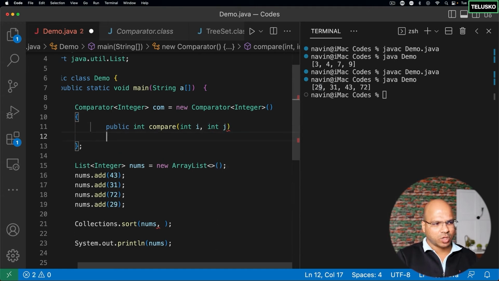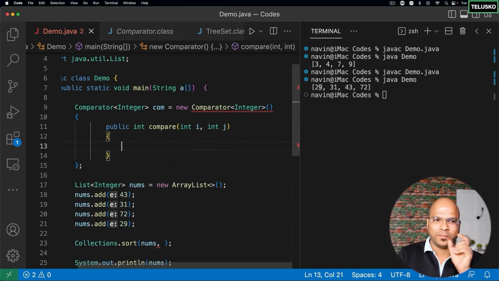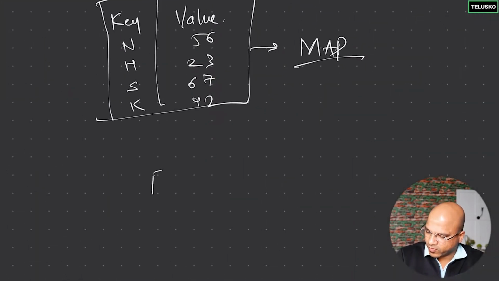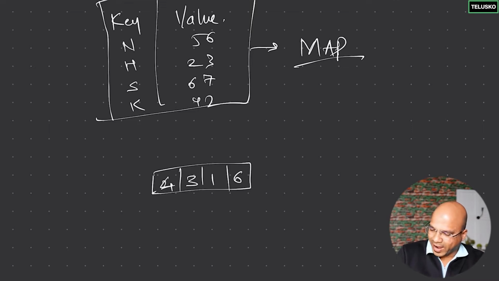See, when you sort values, normally you compare two values. For example, let's say I give you 4 values: 4, 3, 1, 6. If I want to sort this, at one time I will compare two values. I want it to be ascending order, so the smaller value comes first and the bigger value goes second.